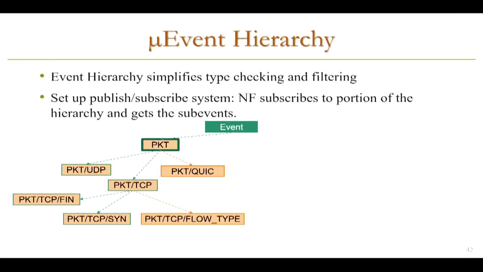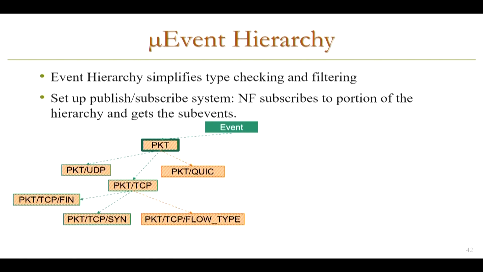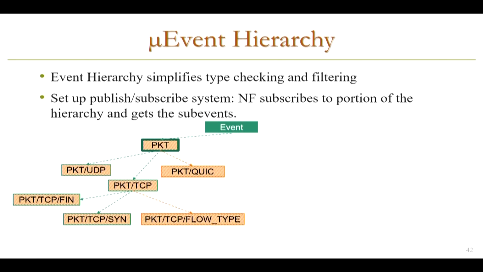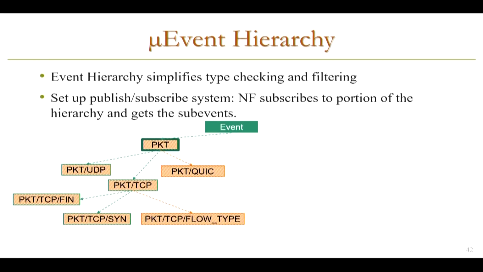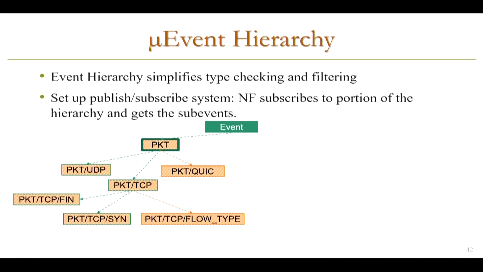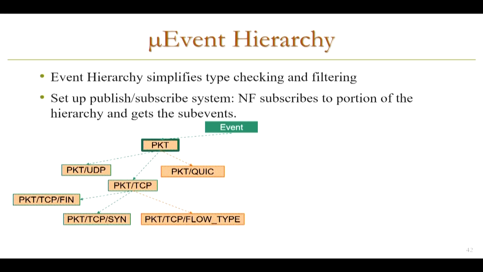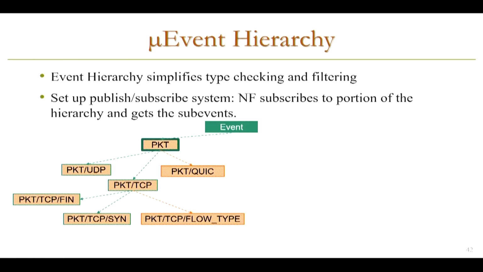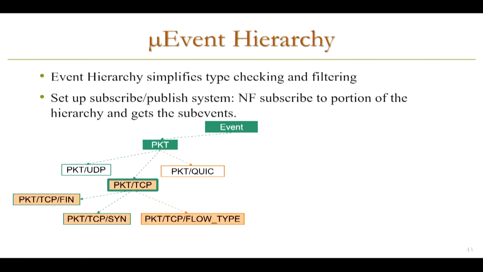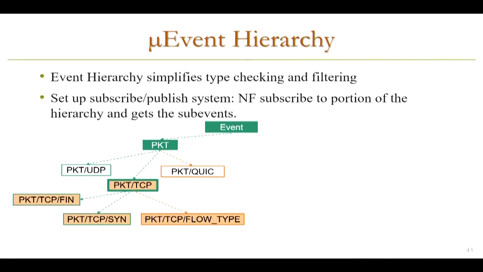This event hierarchy serves two purposes. First, it provides abstraction of data structures to simplify type checking, and offers a more flexible way for NFs to filter types of events they want to receive. Second, it standardizes the pub/sub system setup, where NFs subscribe to a portion of the hierarchy and also get the sub-events. For example, an NF could subscribe to packet events and receive all types of packets, or only subscribe to TCP packet events to ignore packets from other protocols.